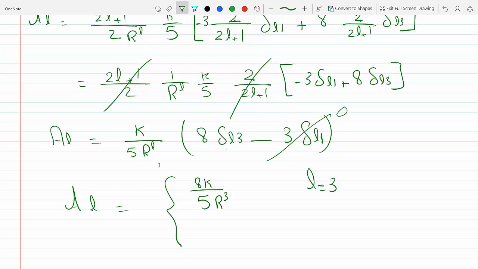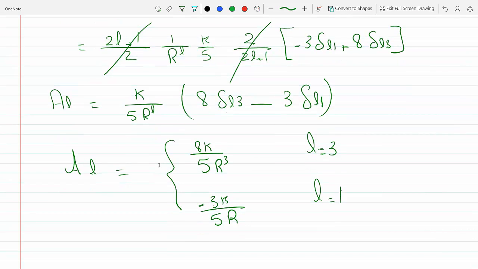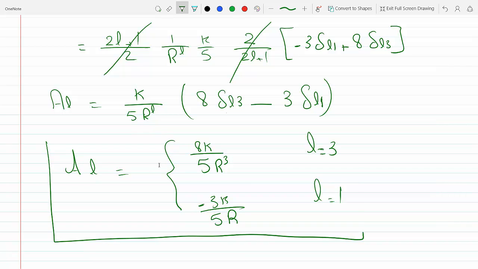But now we have to also consider the other way around. What if L is 1? Then the first term goes to 0 and the second term survives. And so I will get minus 3k over 5R to the 1. So these are my coefficients. Okay? These are my coefficients that I've been trying to solve for all this time.